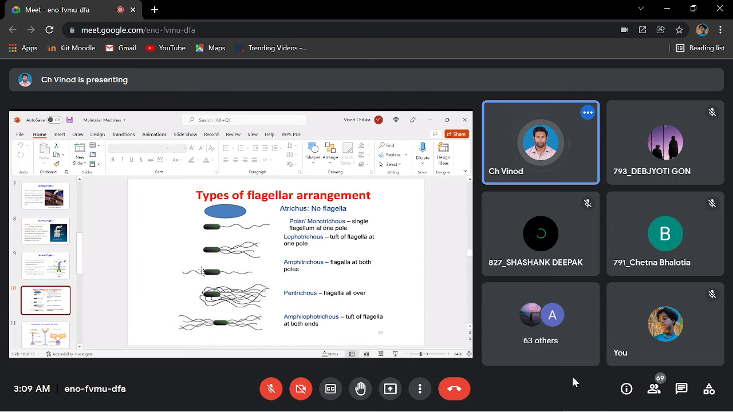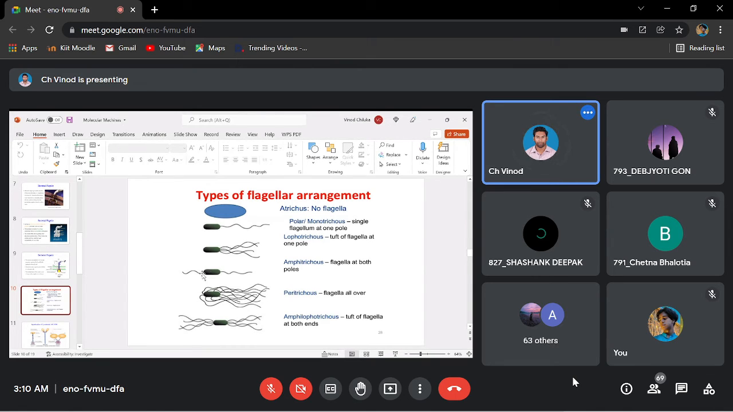Then amphitrichous, which means you have only two flagella, but they are available at two different ends. Okay, that's called amphitrichous. Then peritrichous, which means that the entire body of the bacteria is occupied by flagella. There are many flagella, all spread over the entire body. Then amphilophotrichous, means on the two different regions you have many flagella available. So this is amphi. Amphi, you can see this is also amphi, this is also amphi.